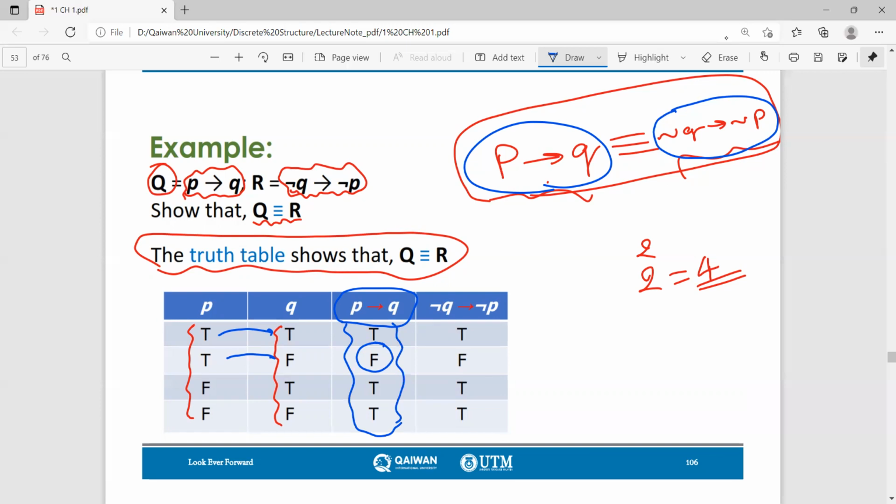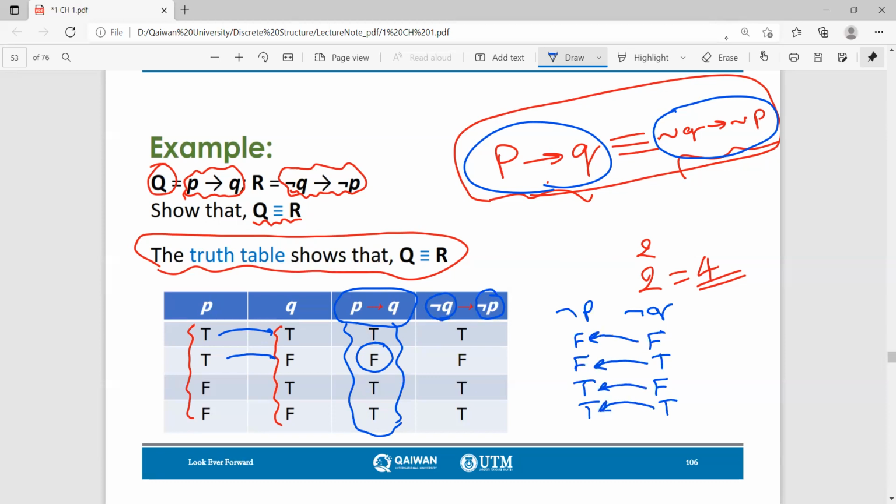Let's check. First, it's easier to find negation P and negation Q. What's the negation of P? P is true, true, false, false. It becomes false, false, true, true. Then for Q, it becomes false, true, false, true. And we combine these together by the conditional, by if then. It goes from negation Q to negation P. That means it goes from here to here.